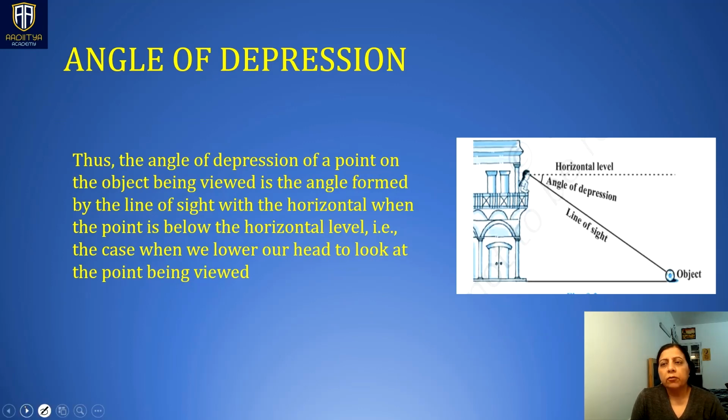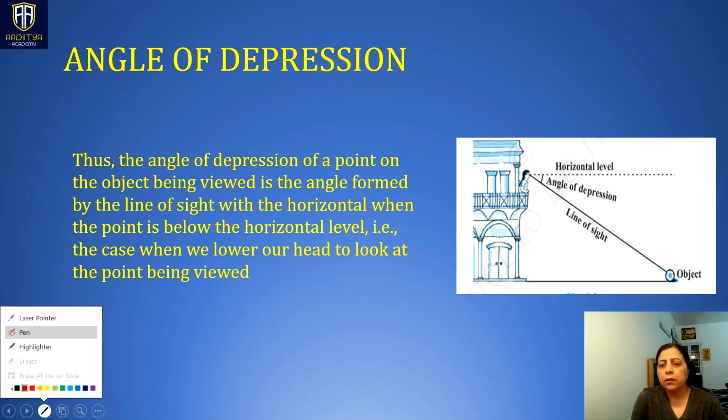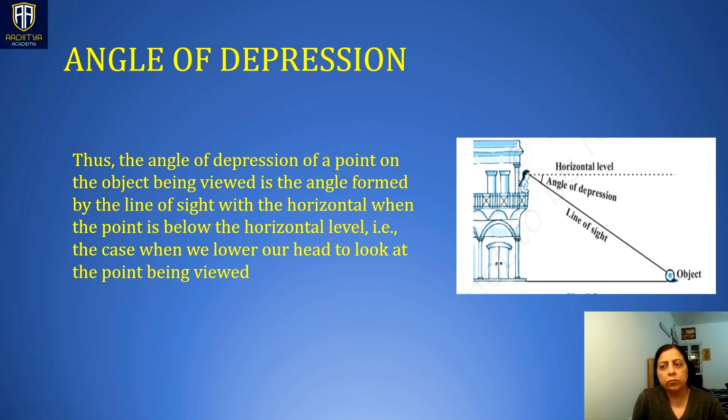Next term is angle of depression. This is the case when, like in the previous case, the object was at some height and the observer was standing on the ground at the horizontal. Now this is the opposite case. The observer is standing here at some height, and this is the vertical distance of the observer. The observer is standing at a height h. So this line represents height.